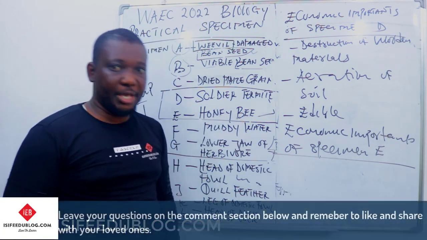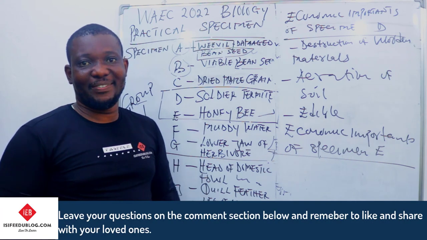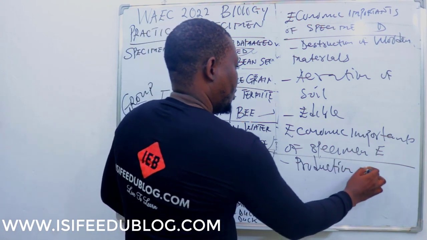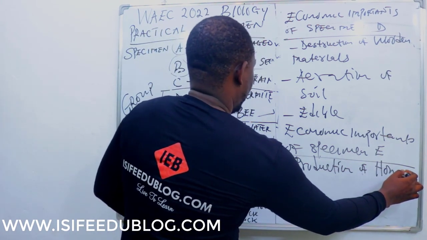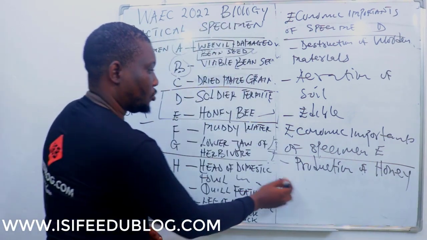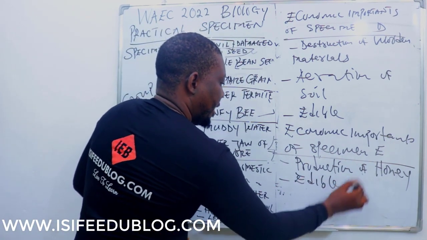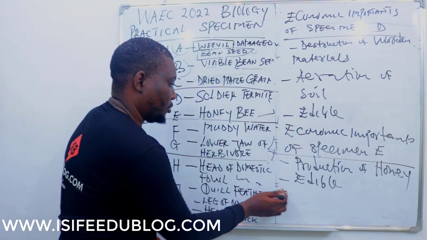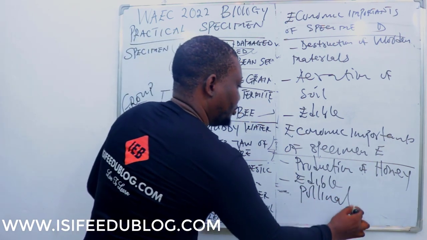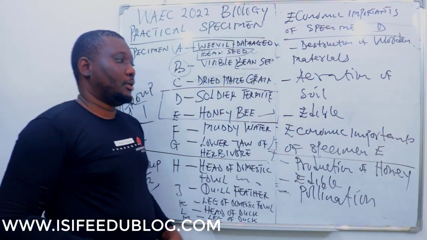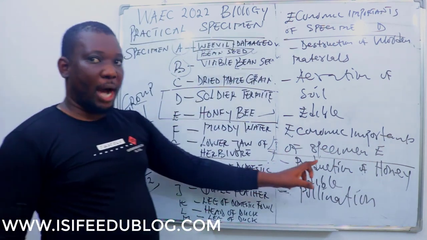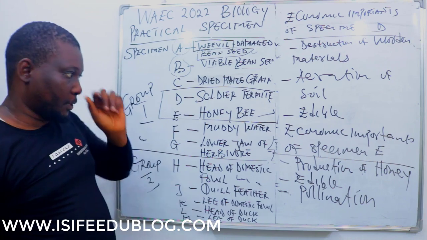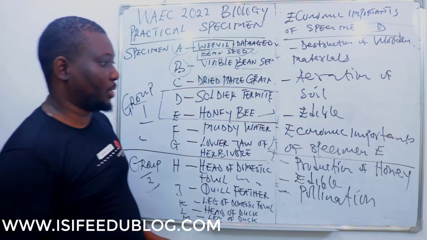Now, honeybee. They make honey. One, production of honey. Two, they are edible, a source of protein, because they are eaten. And three, they can help in pollination. So the economic importance of honeybee: one, production of honey; two, they are edible; and three, they aid pollination.